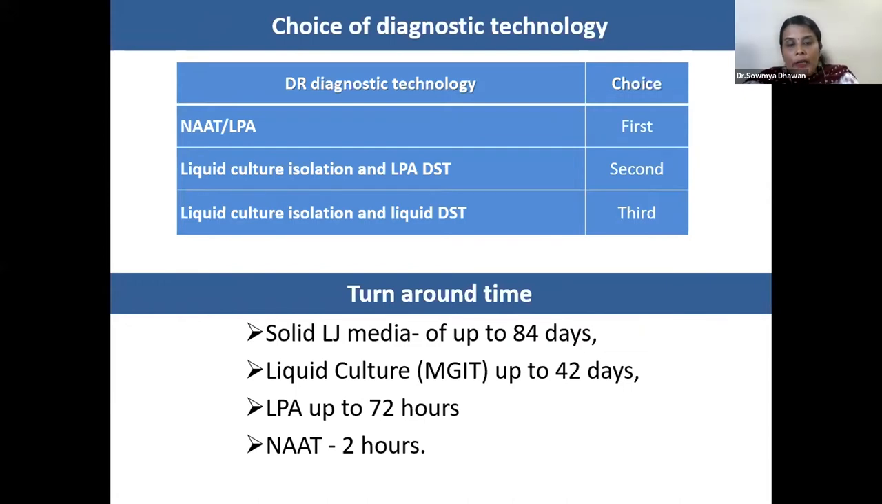And the turnaround time, for solid LJ, as already discussed, is around 84 days. In the case of liquid MGIT, it takes around 42 days. In the case of LPA, it is around 72 hours. And in the case of NAT, we get the results in 2 hours.